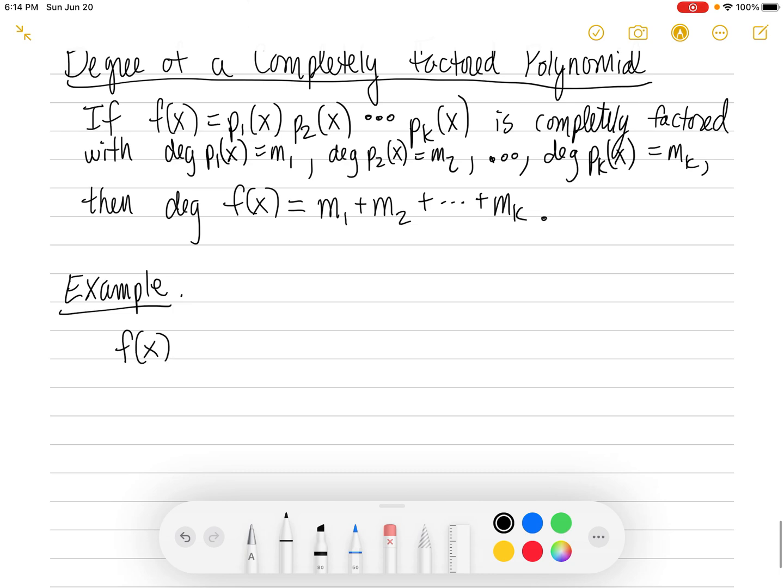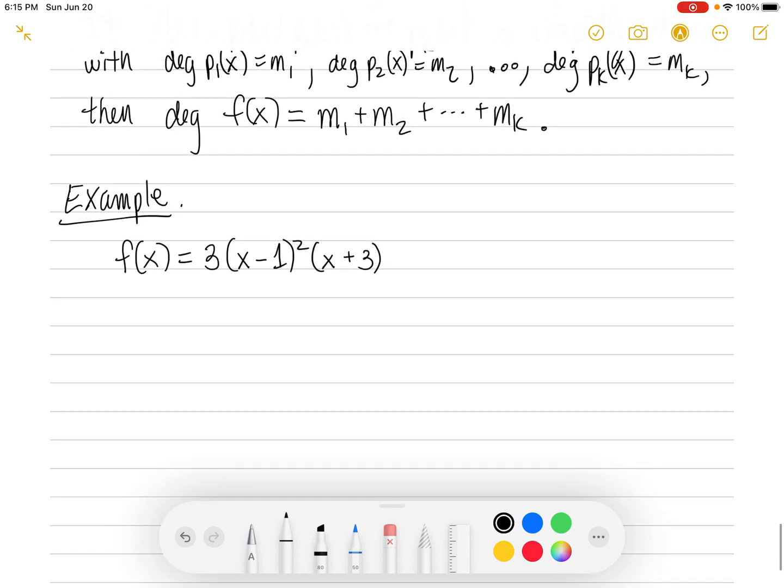Let's say I have a polynomial f of x equal to 3 times (x minus 1) squared times (x plus 3). Okay, so that's my polynomial. Right now, it's completely factored. It's in what's called the factored form. So basically, you have 3, that's just the constant out front. You have (x minus 1) squared, that's a factor. And you have x plus 3.